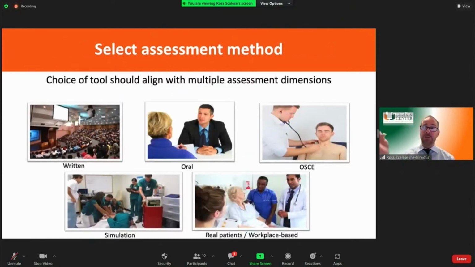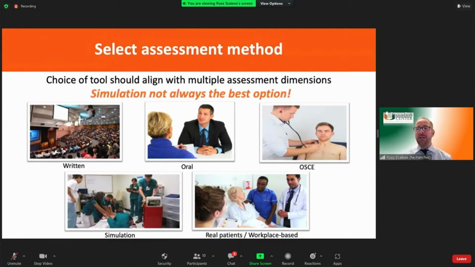Okay. So back to that curriculum blueprint, I had a lot of different assessment methods lined out across the top, right? Written exams, oral examinations, multi-station OSCEs, simulation has its role, but so do real patient or workplace-based assessments. Okay, so how do we choose among those? Again, I say try to line up along those different dimensions what are going to be the best techniques. And if you can see that a certain methodology lines up or intersects in multiple dimensions, that's probably going to be a better choice than an assessment method that only lines up well in one dimension.